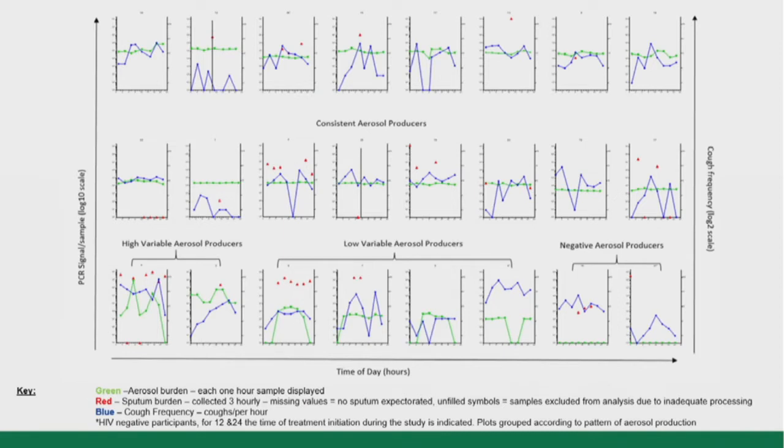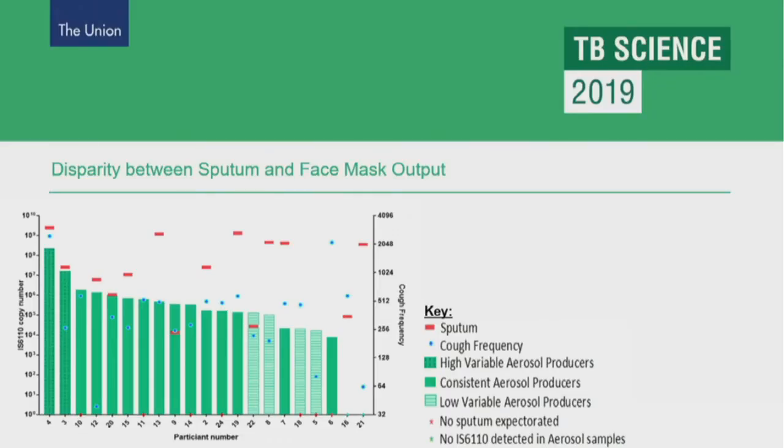So small people that produce large amounts of aerosol. But we were noticing that it was in pockets and spikes rather than a continuously high output. This is another way of looking at the data, which is just to really drum home the heterogeneity, but this is the full 24-hour totals. So again, green is aerosol, red is sputum, blue is cough.